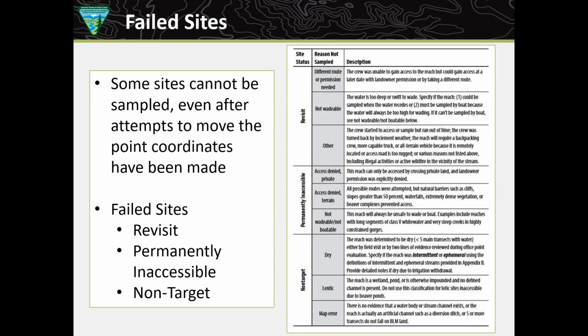In some cases, a site may not be sampleable and moving the point coordinates will not make it sampleable. This type of site is classified as a failed site. Failed sites are broken up into 3 categories: revisit, permanently inaccessible, and non-target. These categories are detailed in Table 3 on page 17 of the field protocol.